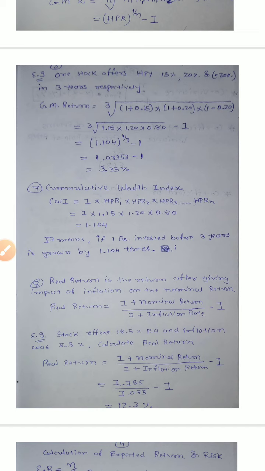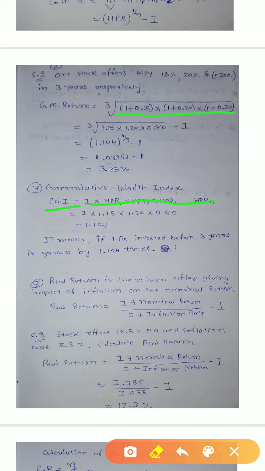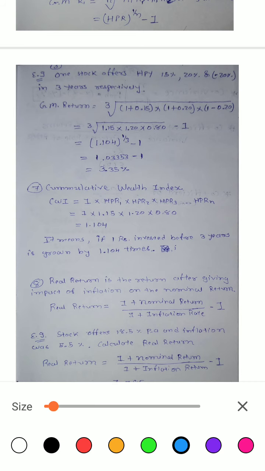So if we follow the previous example, that is this one, we were having 1.15, 1.20 and 0.80. So cumulative wealth index is what? 1 into HPR of 1 year, HPR of 2 year, HPR of 3 years. Let me remove this so you can read it very neatly. So HPR 1, HPR 2, HPR 3. I just multiplied 1 into 1.15, 1.20 and into 0.80. So that comes to 1.104.